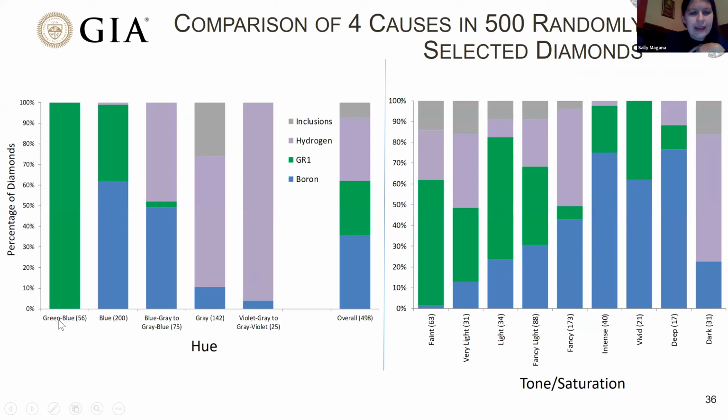we're looking along the bottom here at the hue, what the color of the stone is, whether it's green, blue, or into bluish gray or to gray. And then over here on the right, we're seeing the saturation or the tone of the stone. And we can see that this can vary quite a bit based on the cause of color.